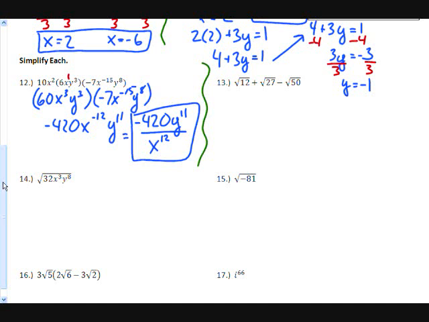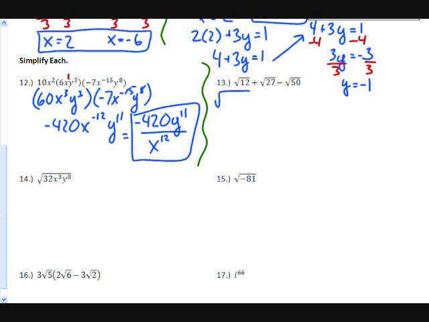In number 13, if we want to add or subtract radicals, we need to have like radical terms, which means they have to have the same radical symbol with the same radicand. And none of these do the way they're written, so I'm going to simplify each one. So I'm looking for perfect squares that divide evenly into each.